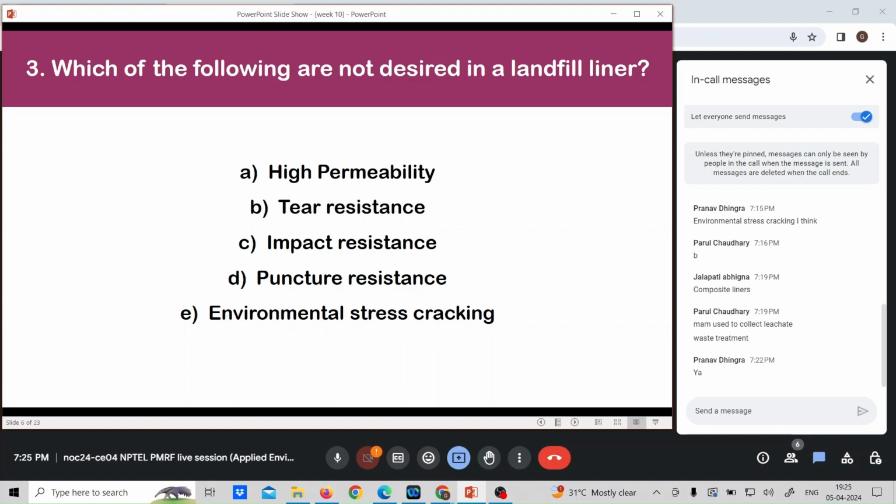Both ways, maybe some water from the nearby land should not enter the landfill, and the water that is in the landfill should not enter the nearby land. So should it be highly permeable or low permeable?